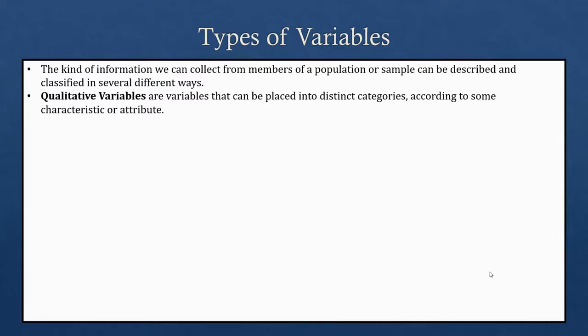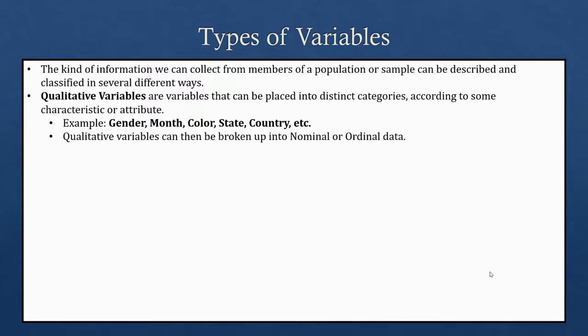Think of different categories. If I asked you for your favorite of something, then that's most likely a categorical or qualitative variable. Some examples here would be gender, month, color, state, country. Those would all be things where I would have to list the possible choices, and then you'd have to check off a box or pick one of those. Qualitative variables can then be broken up into nominal or ordinal data. These are two kinds of qualitative variables, and we'll get into that a little bit more later on.